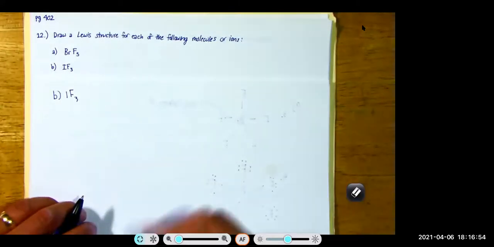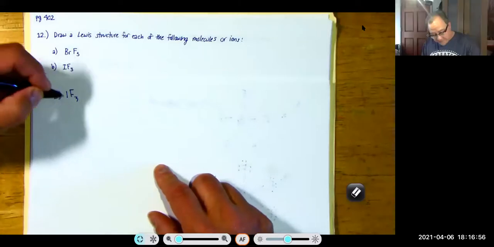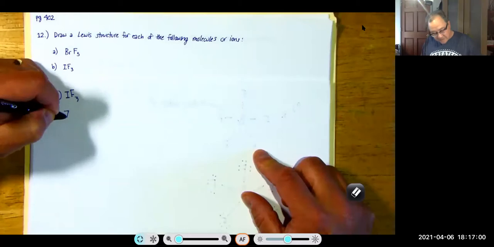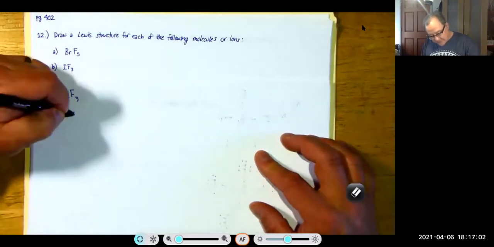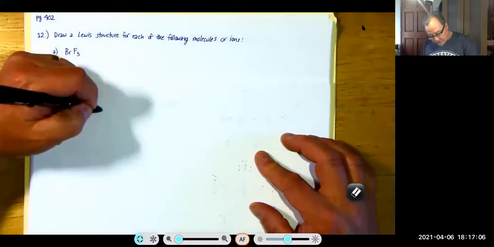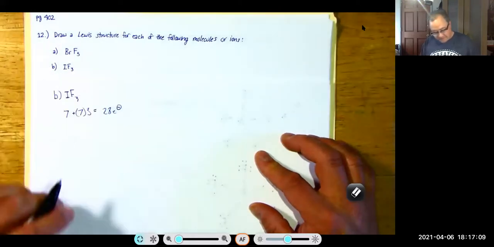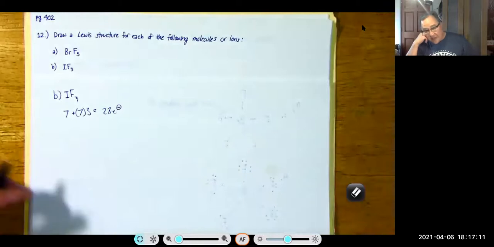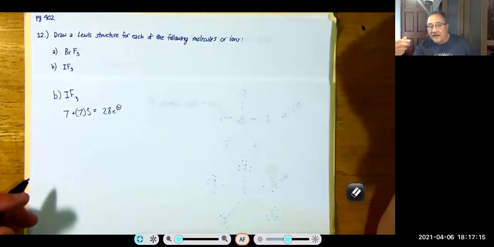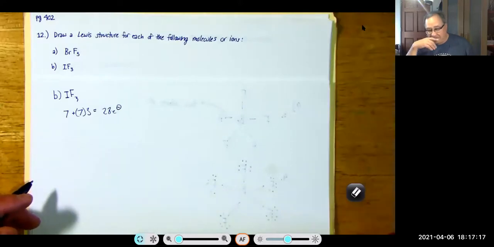Okay, so here's IF3. Iodine is in group 7A. Fluorine is in group 7A. But there's 3 fluorines, so we basically have 28 electrons, right? Now, you'll notice from that periodic table, if they're in the same group, the one that is lower can make more bonds, right?